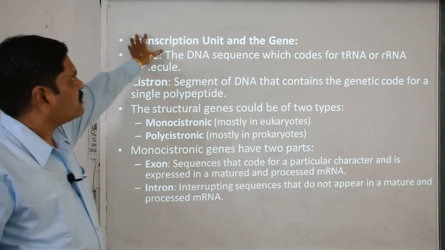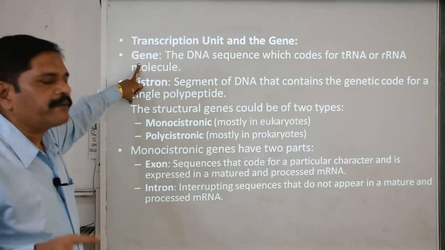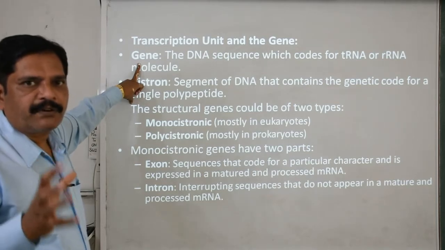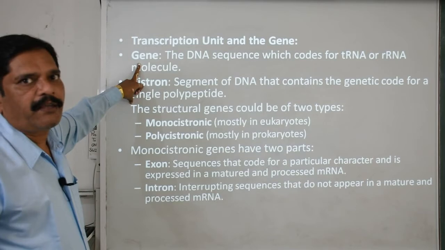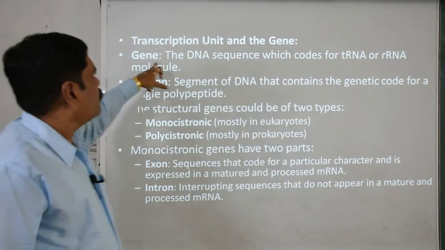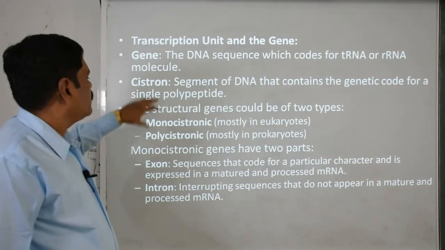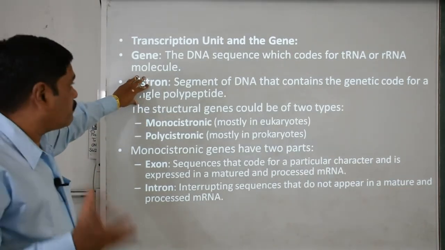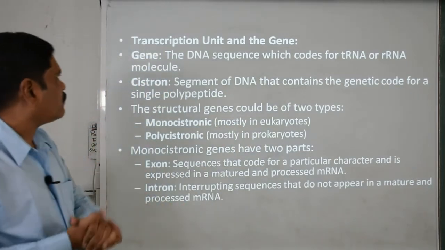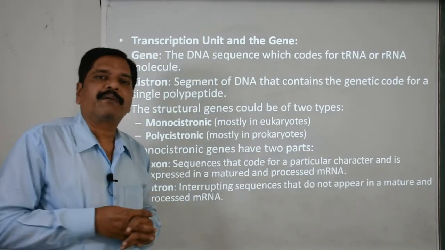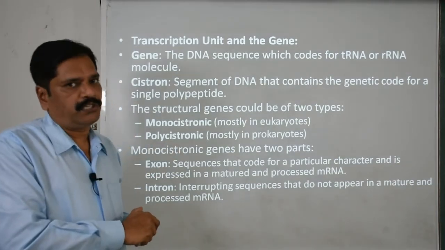So now here the transcription is in the gene. Now here we are considering what the gene is. You know very well that a gene is a specific segment of DNA which is responsible to code a particular series of amino acids. Clear? Now the DNA sequence is the code for tRNA or rRNA molecule. Then the cistron, remember, a cistron is the segment of DNA that contains the genetic code for a single polypeptide chain. This is considered the functional unit of the gene.